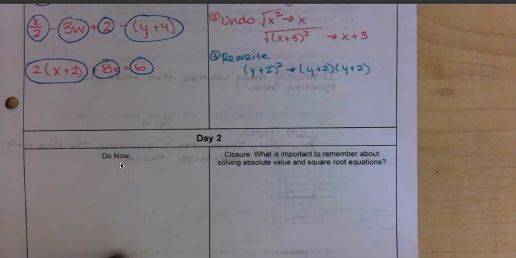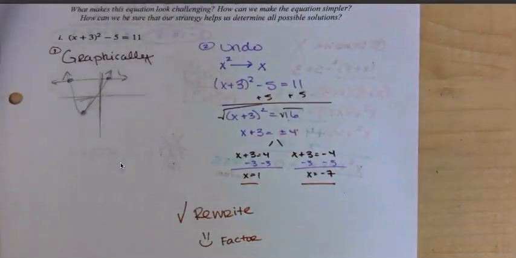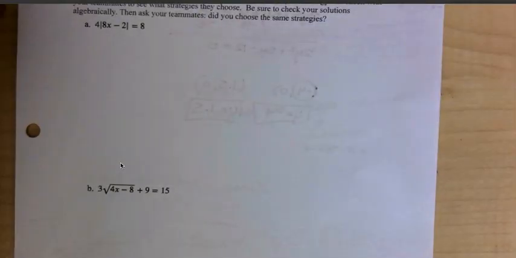Today we are going to discuss two other types of equations: absolute values and square root equations. So let's get started. First, we're going to start with A. We're going to jump around a bit.